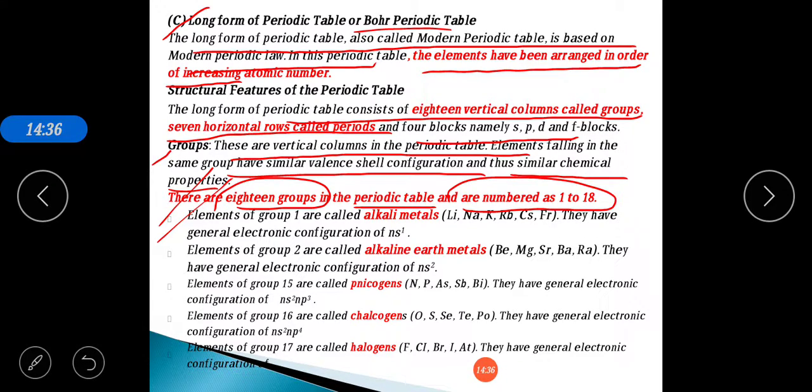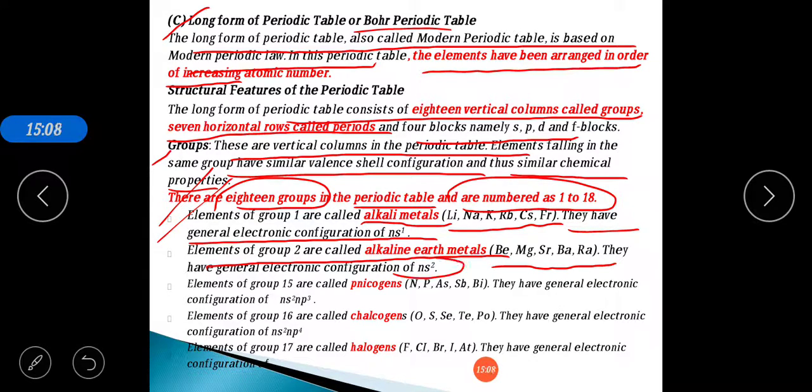Group 1 elements are called alkali metals: lithium, sodium, potassium, rubidium, cesium, francium. They have a general electronic configuration of ns1. Elements of group 2 are called alkaline earth metals: beryllium, magnesium, calcium, strontium, barium, radium. They have a general electronic configuration of ns2.